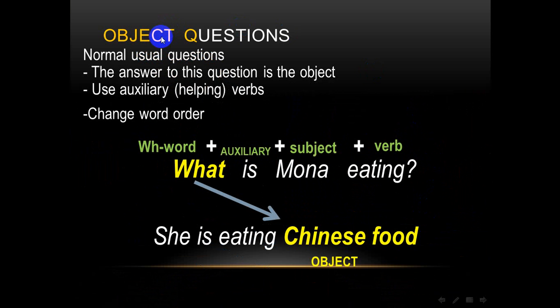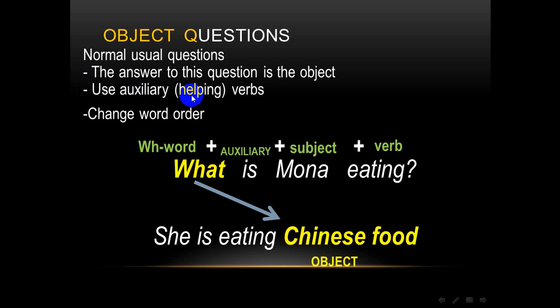Here, if you want to make object questions, you should have normal usual questions. Number 1, the answer to this question is the object. Like here, what is Mona eating? Here the answer is Chinese food. Okay. Number 2, use auxiliary or helping verbs.